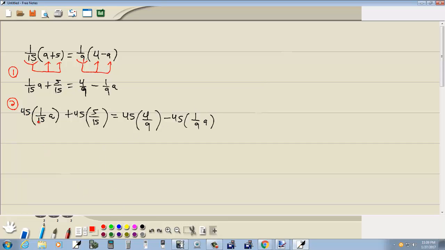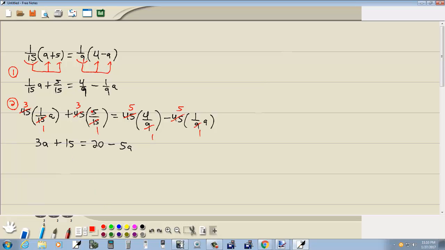Now 45 and 15 are both divisible by 15. 15 divided by 15 is 1. 45 divided by 15 is 3. 45 and 15 again both divisible by 15. Same thing. 9 and 45 both divisible by 9. 9 divided by 9 is 1. 45 divided by 9 is 5. I should have gone to bed and done this in the morning. 3 times 1 is 3a, plus 3 times 5 is 15, equals 5 times 4 is 20, minus 5 times 1 is 5a.